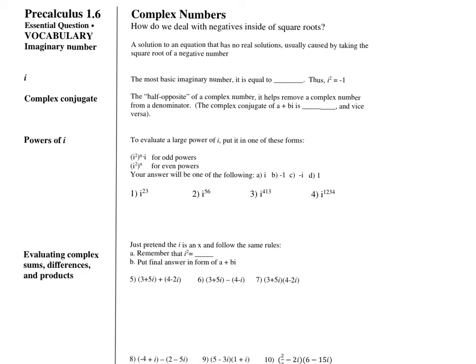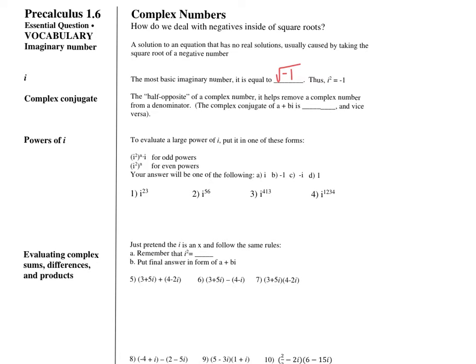So an imaginary number is the solution to an equation that has no real solution, usually caused by taking the square root of a negative number. And so i is the most basic imaginary number. It is equal to the square root of -1, and thus i squared equals -1.